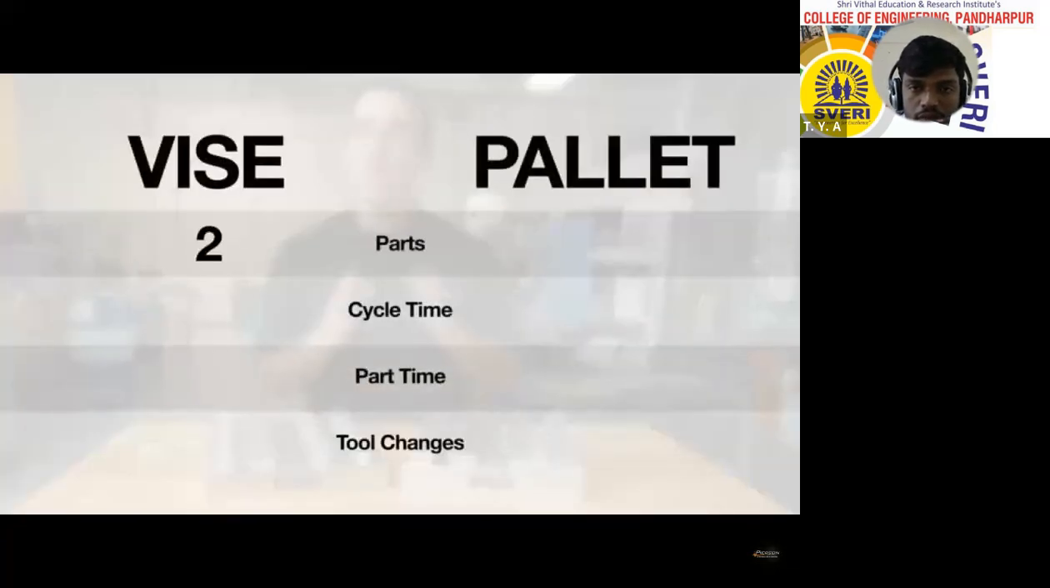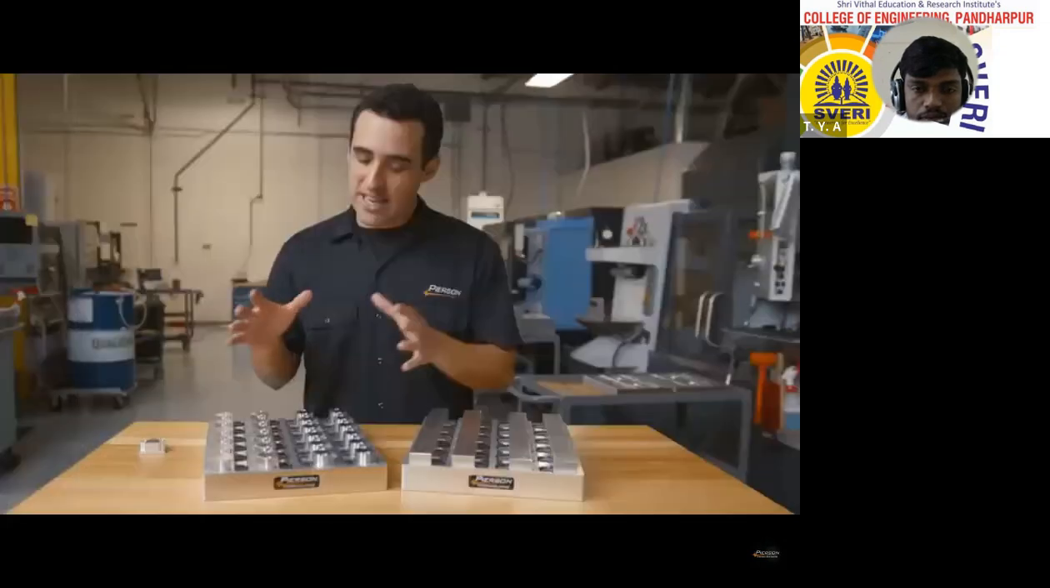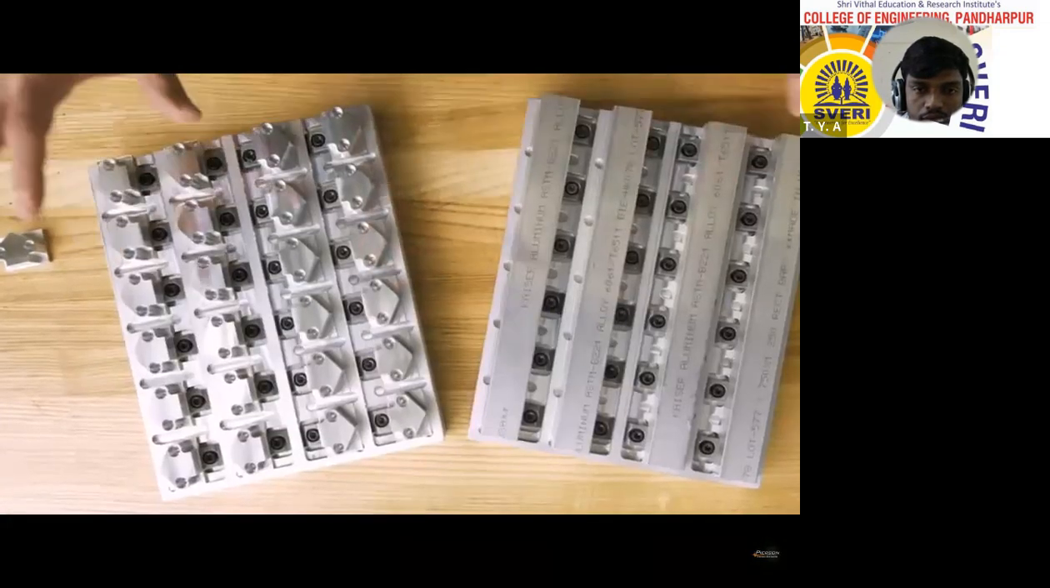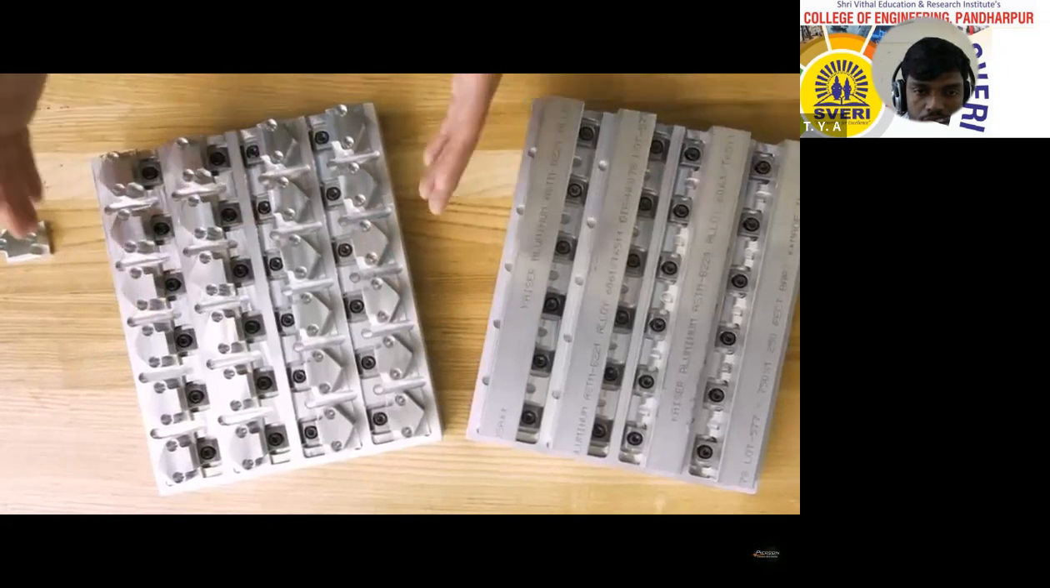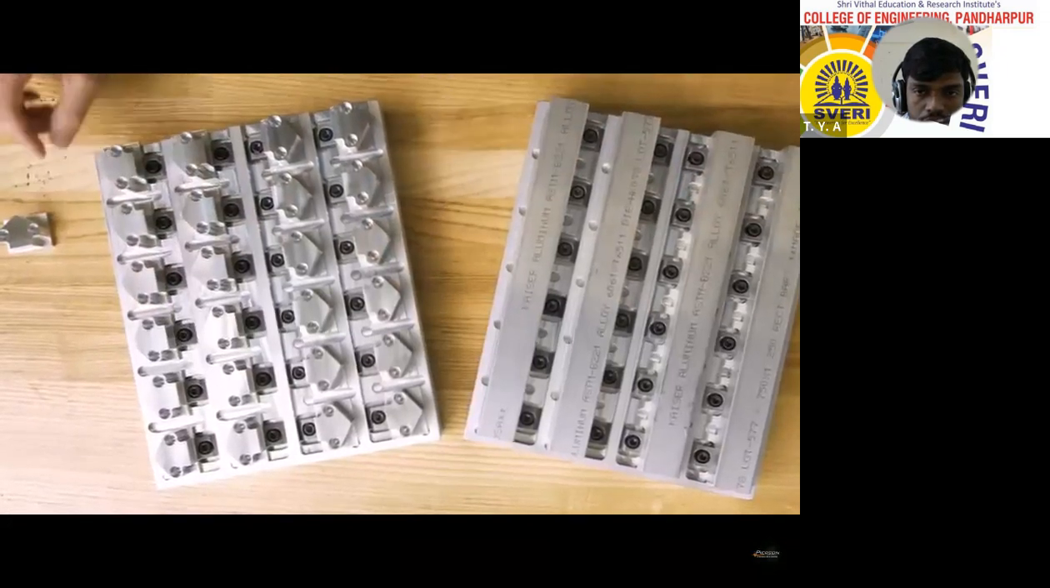Now, running 2 at a time in a vise used to take 4 minutes, 46 seconds, which works out to 2 minutes, 23 seconds per part. Now, let's take a look at this pallet. We're running 24 parts on a single 10 by 12 inch pallet.